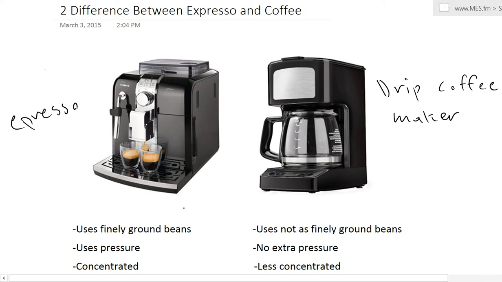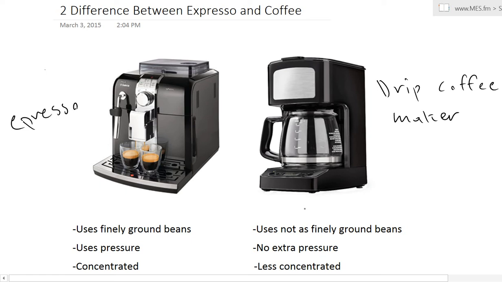And then the difference, right, if you were to use the same fine ground coffee beans on the drip coffee maker, it would take super long for the water to go through to make the coffee. The reason for that difference is that there is no pump in a drip coffee maker. There is no extra pressure. You're just using gravity. So if the coffee is too fine, the water will take a long time to go through and it will make the coffee really bitter.